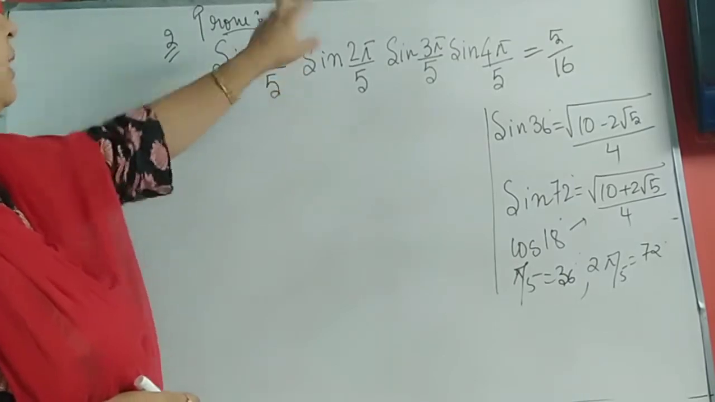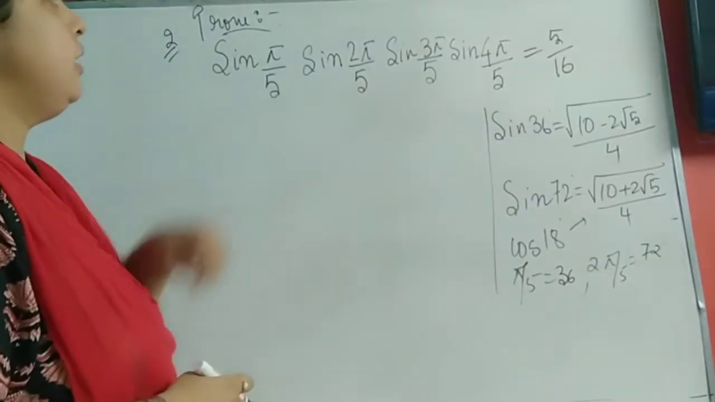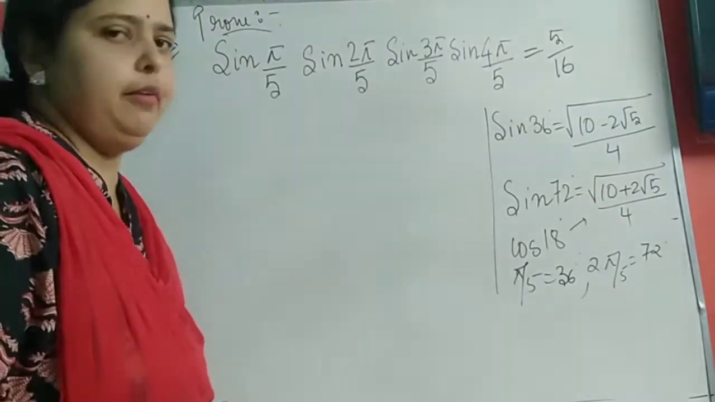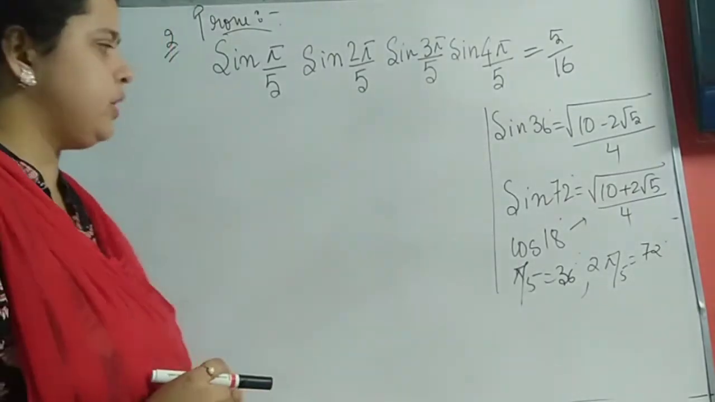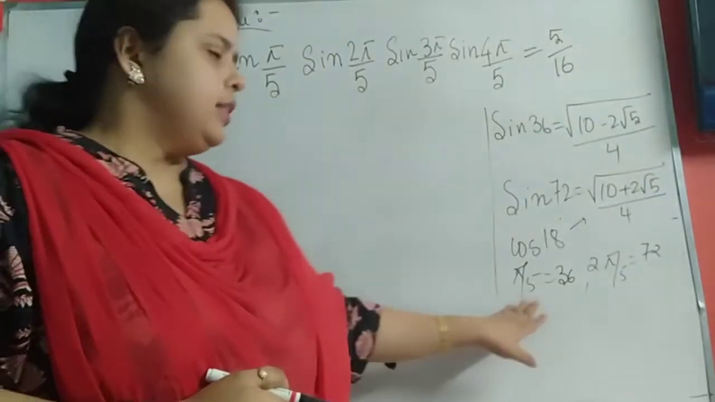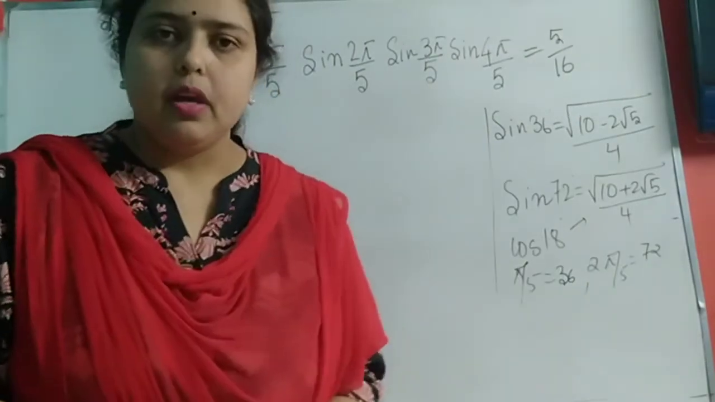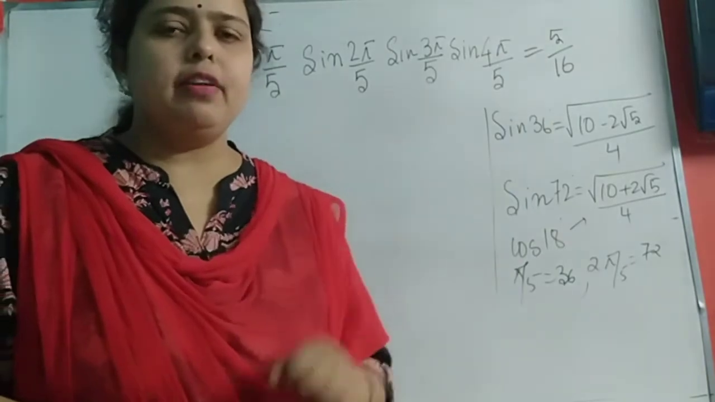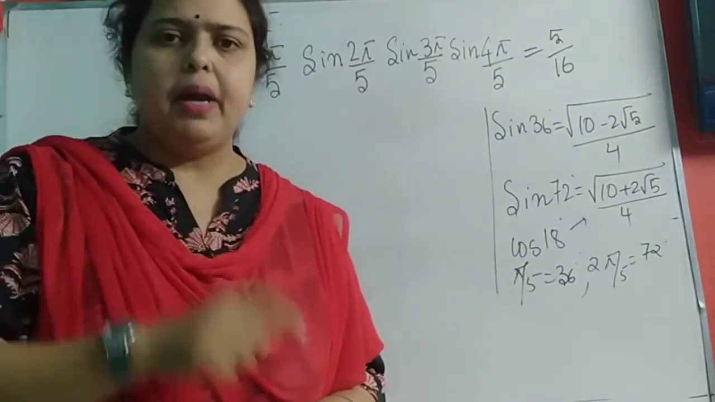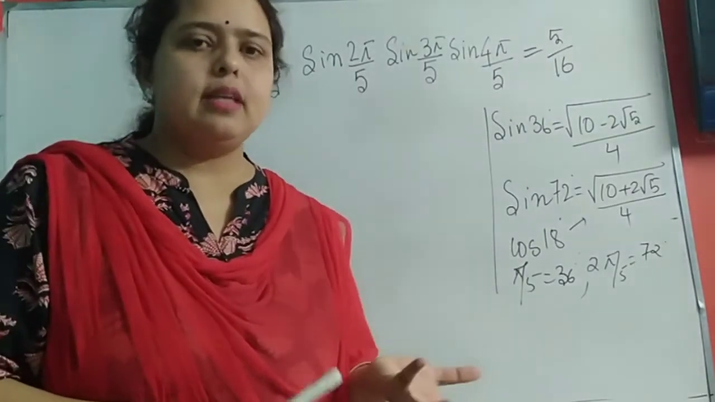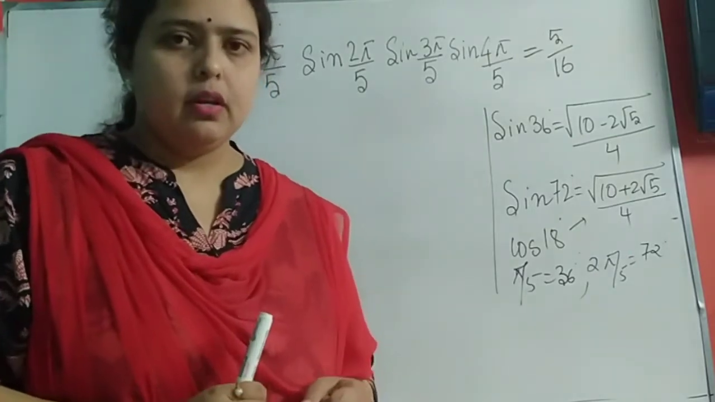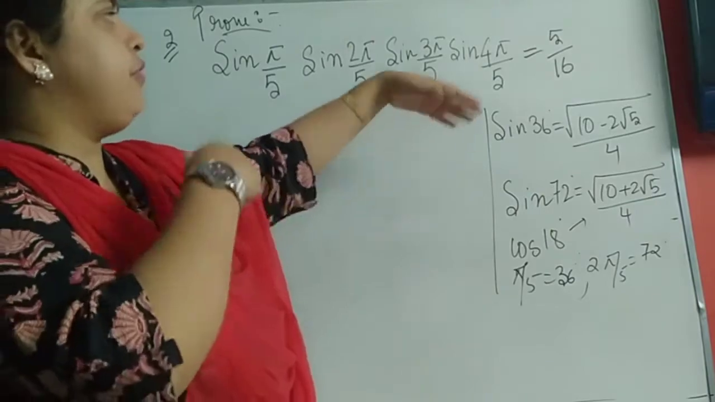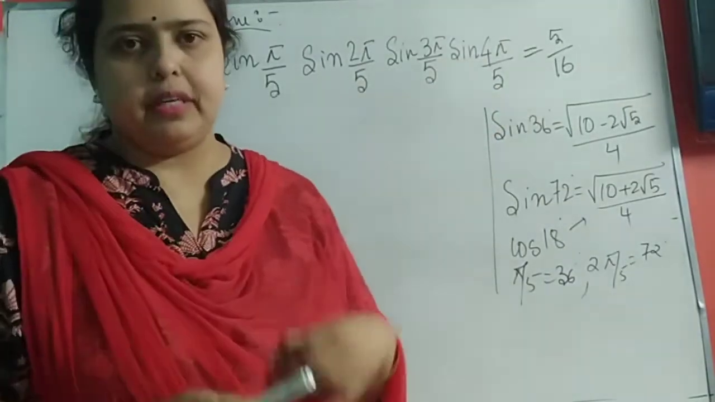Second problem: sine pi by 5, sine 2 pi by 5, sine 3 pi by 5, sine 4 pi by 5. First let us understand the meaning of pi by 5. That is 36 degree. Pi by 10 means 18 degree. So pi by 5 will be 36 degree. 2 pi by 5 will be double of that, 72 degree. Okay, so here 3 pi by 5, 4 pi by 5, so multiples of 36.